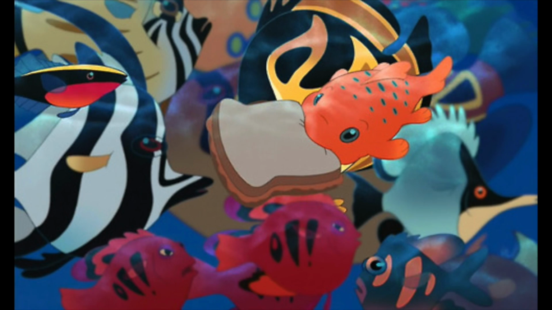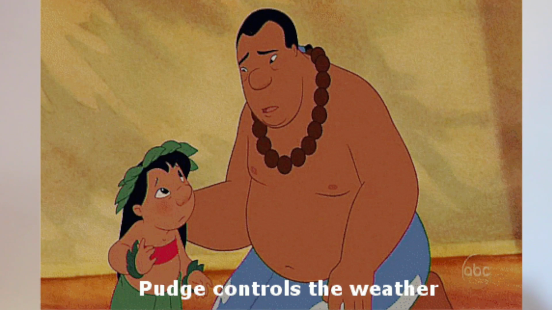For those of you that don't remember Pudge the fish, oh my god, Pudge is literally the cutest thing ever. I used to have a sticker of him on my laptop. But this is Pudge. Basically in the movie, he is living in the ocean and Lilo visits him every single Thursday to give him a peanut butter sandwich. And when asked why, she says, Pudge controls the weather.